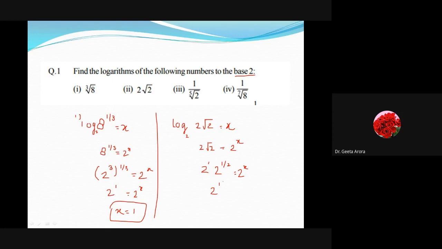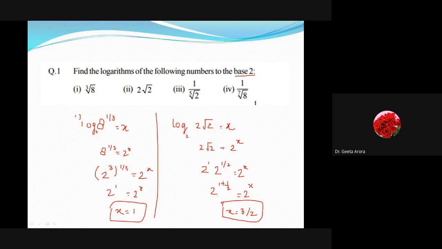So it is 1 plus 1 by 2 is equal to 2 raised to power x. So if I compare, it will give me x is equal to 3 by 2, taking the LCM as 2, and 2 plus 1 gives me 3. So these are the two parts we have done.